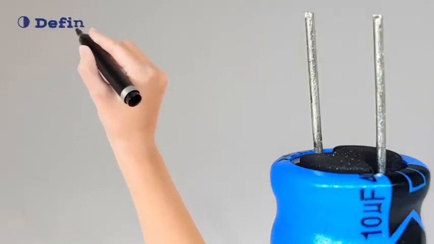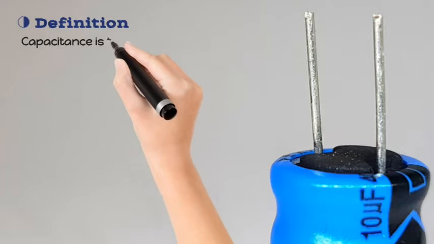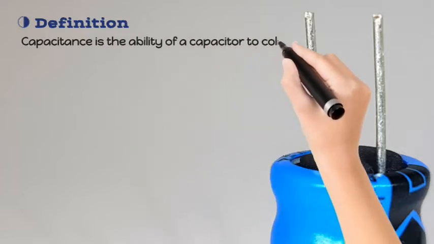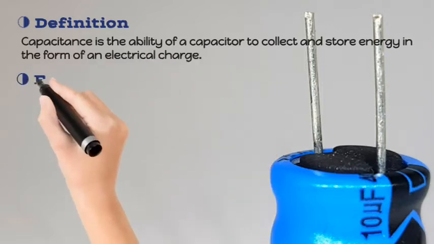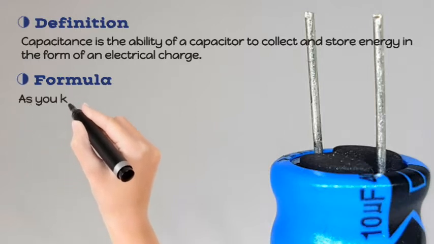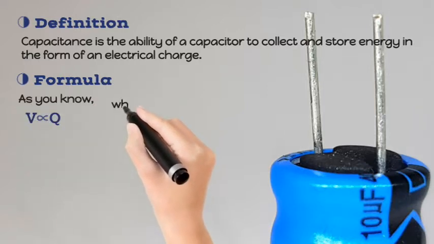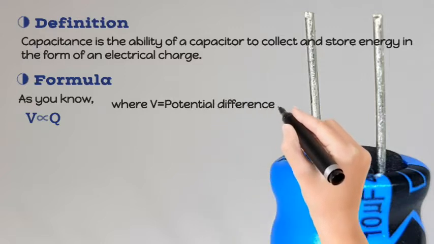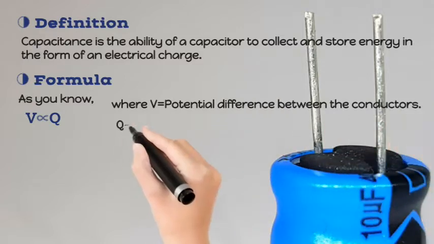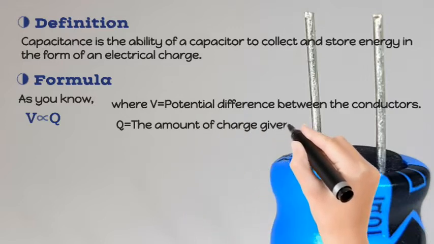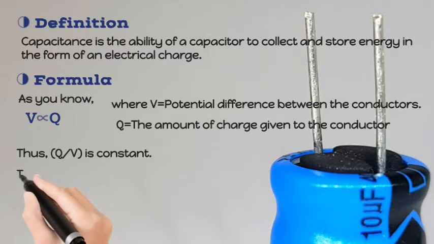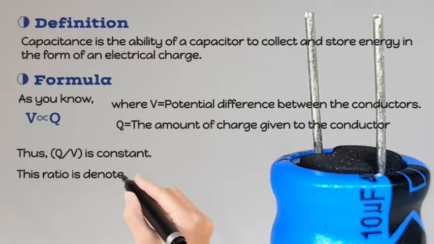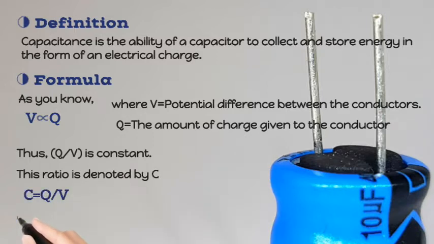What is capacitance? Capacitance is the ability of a capacitor to collect and store energy in the form of an electrical charge. As you know, V is directly proportional to Q, where V is the potential difference between the conductors and Q is the amount of charge given to the conductor. Now, Q by V is constant and this ratio is denoted by C. C is equal to Q by V. This C is known as capacitance.